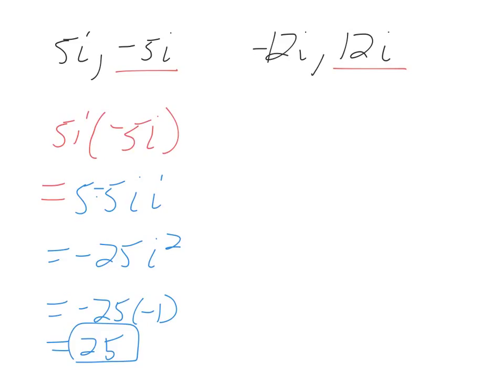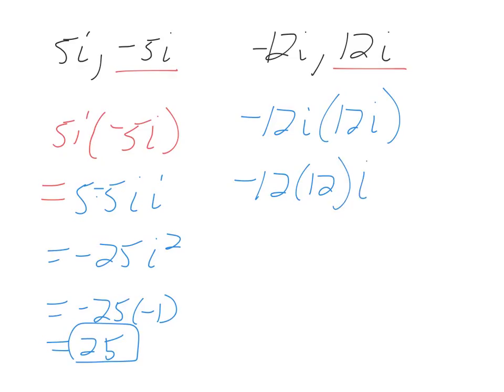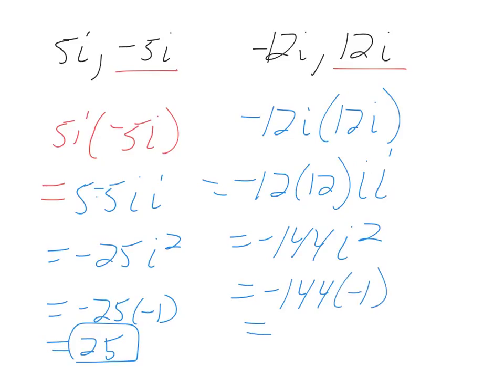Let's try that again here. So we have -12i times 12i. And once again, I just put like terms together because it's multiplication. If there was addition or subtraction there, I can't just put like terms together. Since it's all multiplication, I can rearrange it anytime I want, in any way I want. So it's -12 times 12, and i times i. So that would be -144. i times i is i squared. -144 times i squared, which is -1, gives me 144, and there would be my answer.